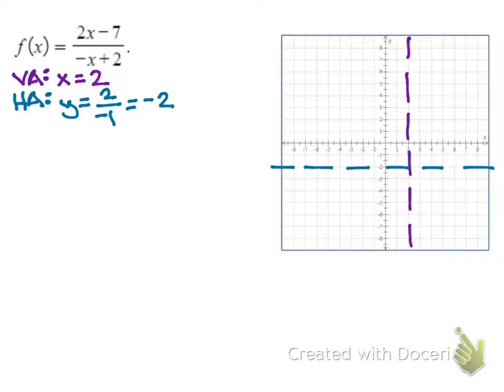Next would be x-intercept. X-intercepts occur at zeros of the numerator, which would be x is a positive 7/2. And we're talking about the x-intercept, so that's what, 3.5?